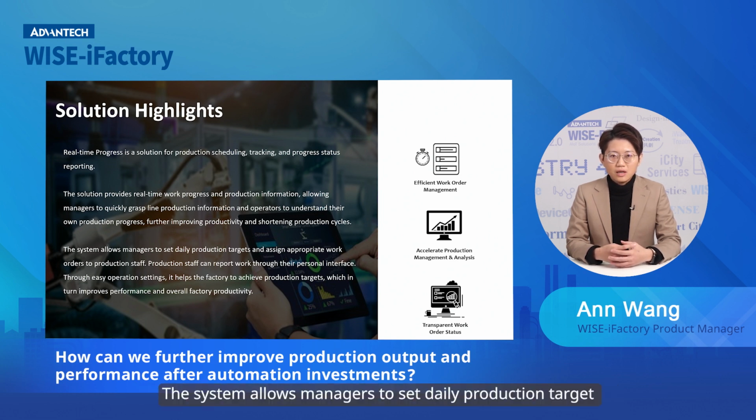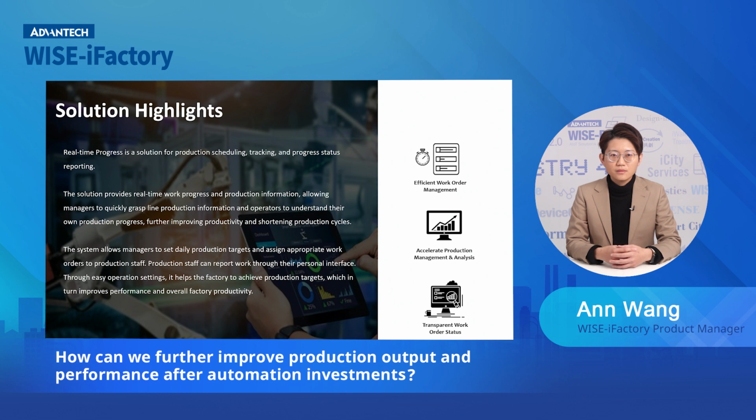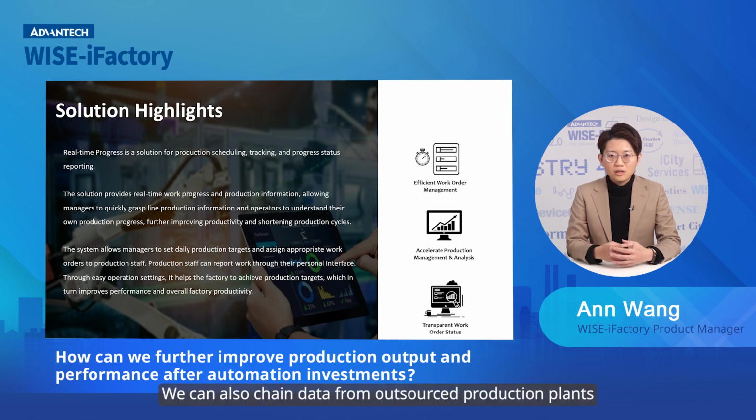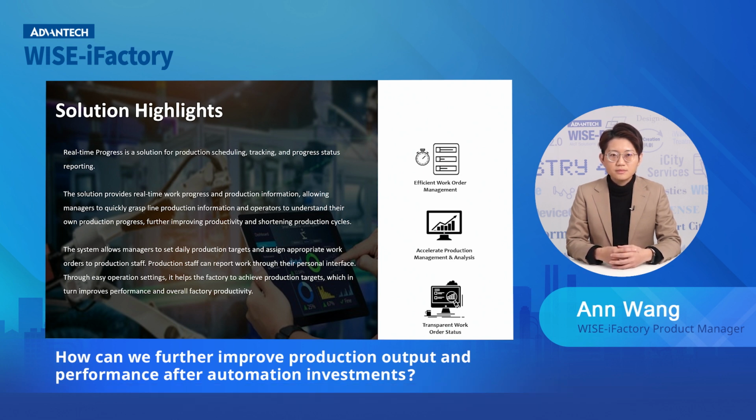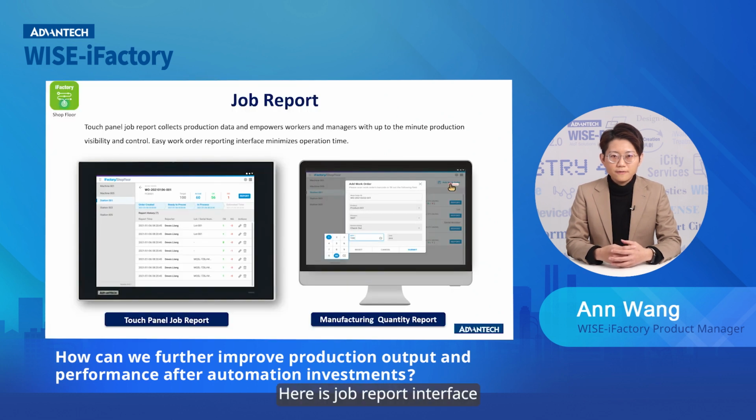The system allows managers to set daily production targets and assign appropriate work orders to production staff. Production staff can report work through their personnel interface. Through easy operation setting, it helps the factory to achieve production targets, which in turn improves performance and overall factory productivity. We can also chain data from other outsourced production plants, if data is available, to provide an even more complete view of production. Here is the Job Report interface.